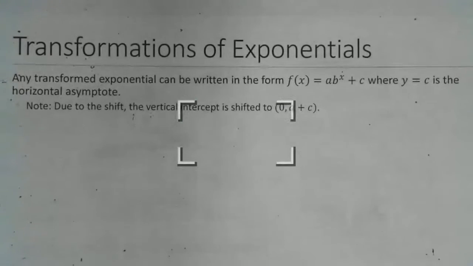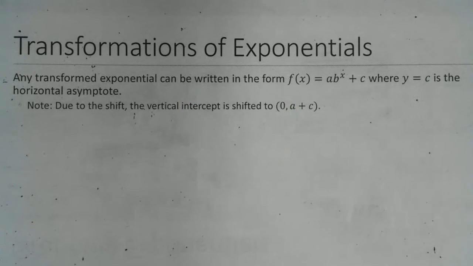Next up, we're going to look at transformations of exponentials. And this is going to generalize what we've looked at so far. Any transformed exponential can be written in the form f of x equals ab to the x plus c, where y equals c is the horizontal asymptote.